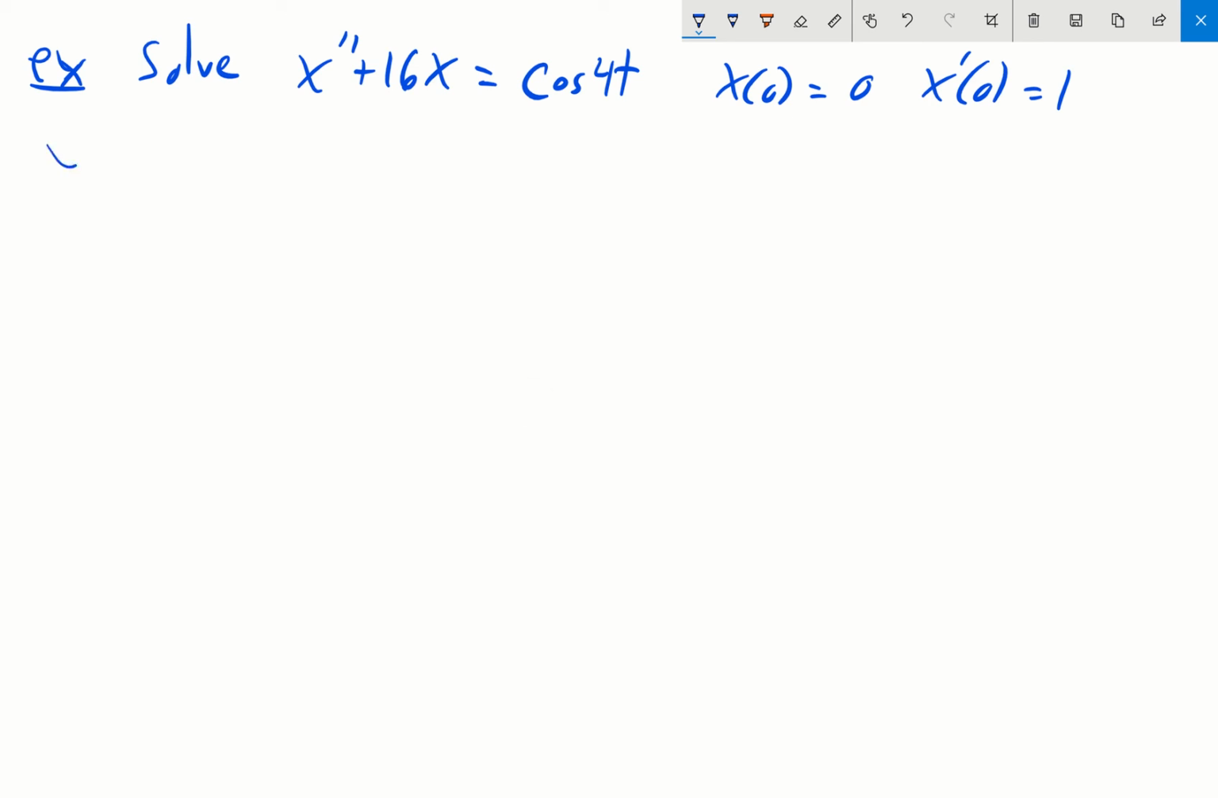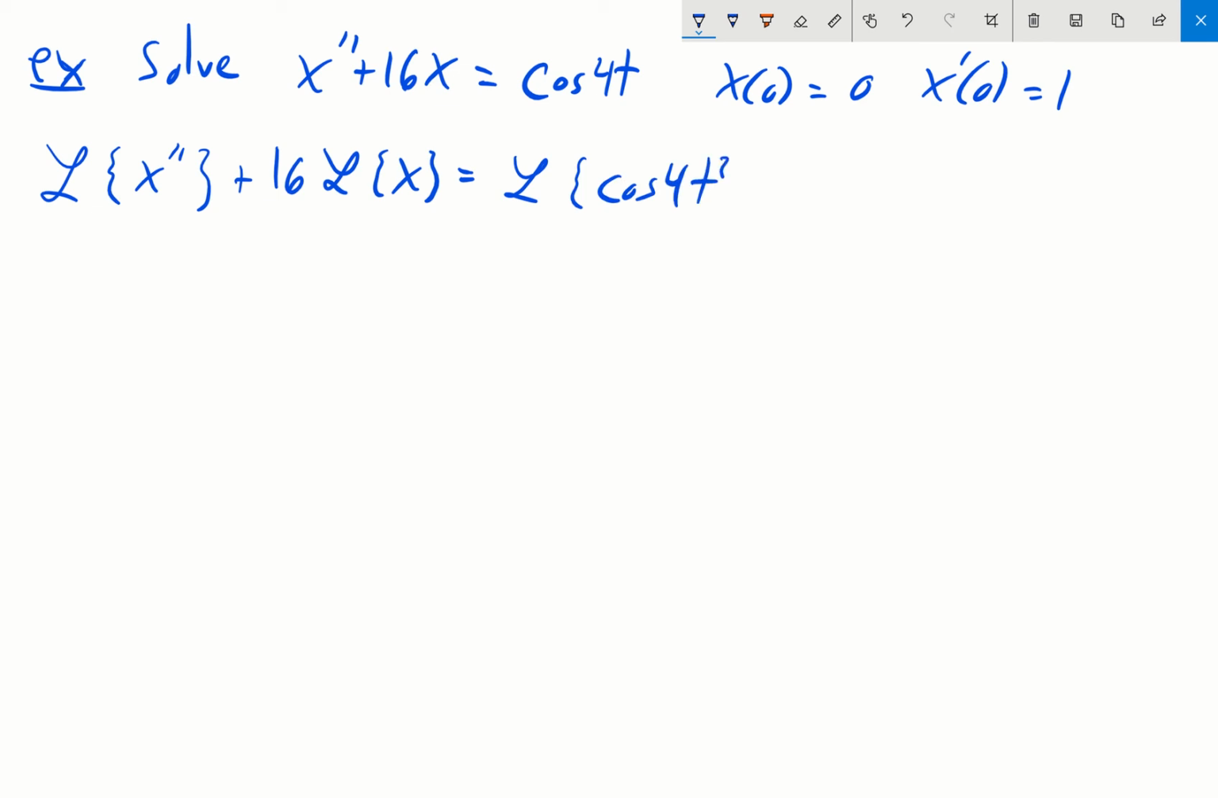We're going to start off by taking the Laplace transform of both sides. This would be the Laplace transform of x double prime plus 16 times the Laplace transform of x, and this is going to be equal to the Laplace transform of the cosine of 4t. Again, here notice that it's the function x, it's x of t. So instead of calling it y of s, this is going to be x of s.